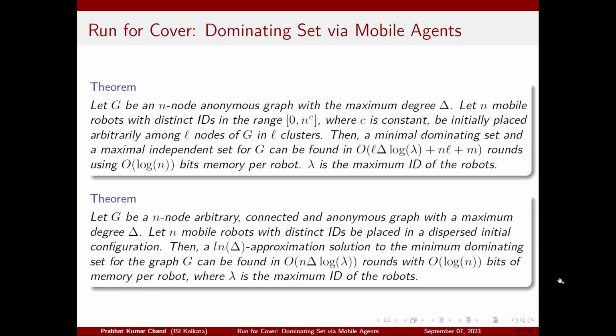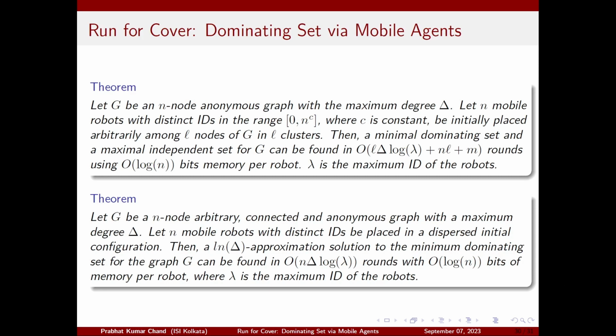To conclude, we present the following two theorems. Let G be an n-node anonymous graph with the maximum degree delta. Let n mobile robots with distinct IDs in the range 0 to n to the power c, where c is a constant, be initially placed arbitrarily among L nodes of G in L clusters. Then a minimal dominating set and a maximal independent set for G can be found in order of L delta log lambda plus NL plus m rounds using log n bits of memory per robot, where lambda is the maximum ID of the robots.